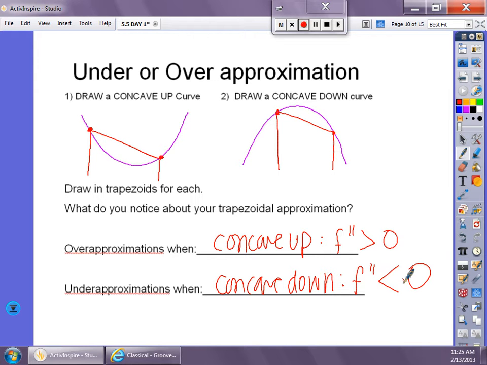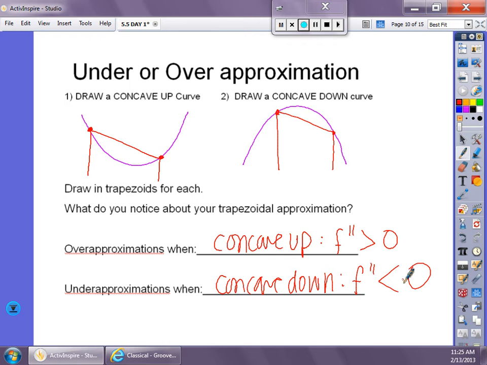Calculus based says it's an under approximation because f double prime is less than 0, or f of x is concave down. I won't accept it looks like it's less, or it's underneath, or the value I got is less than the real one because I checked it. None of those will work.